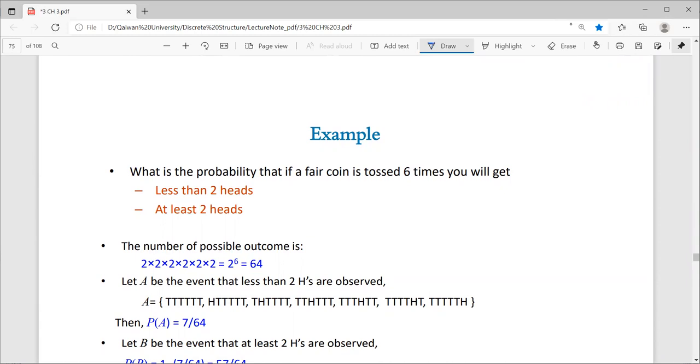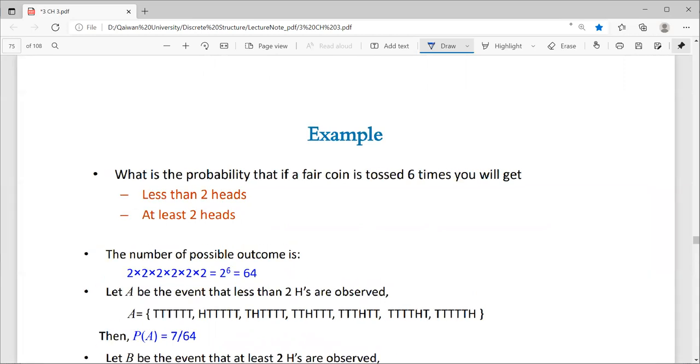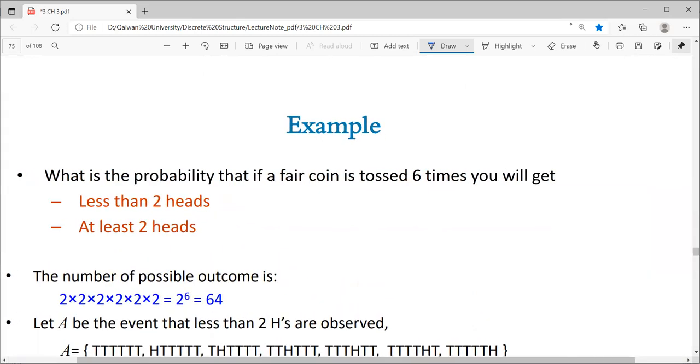We have another example. Do you have any question about the previous one? Okay, try this one by yourselves. It says, what's the probability that if a fair coin is tossed 6 times, you'll get less than 2 heads, at least 2 heads? Okay, here we have a coin, we flip it 6 times. So what's the probability that we get less than 2 heads? And what's the probability that we get at least 2 heads?